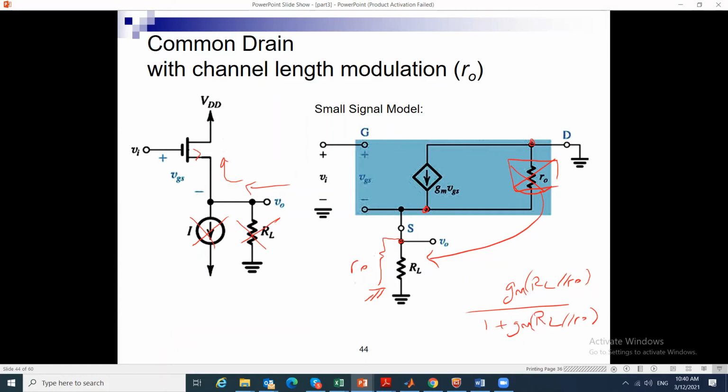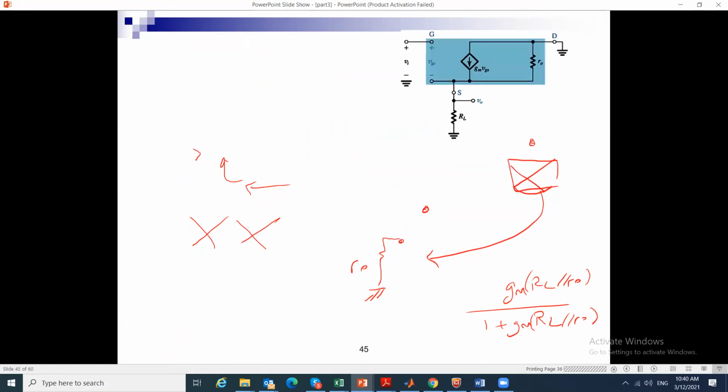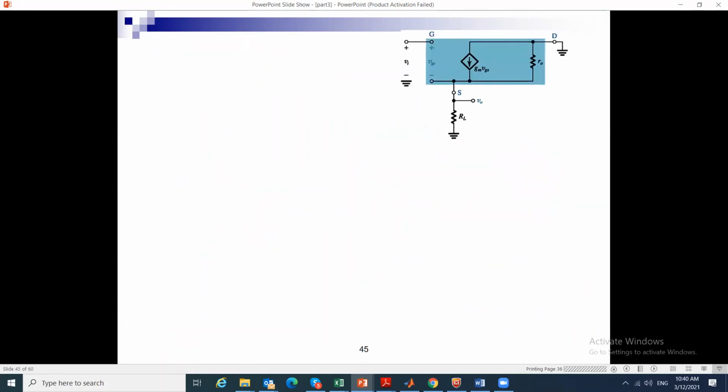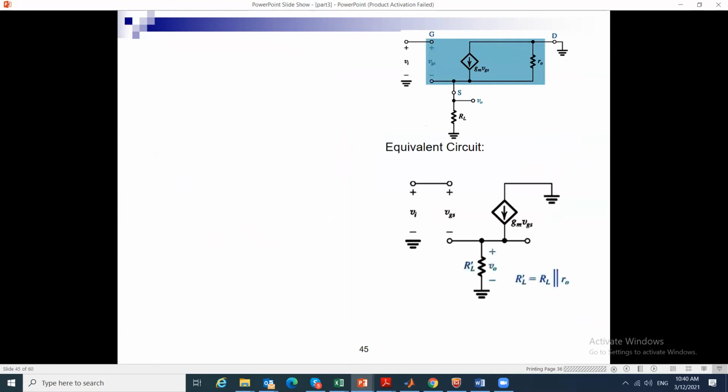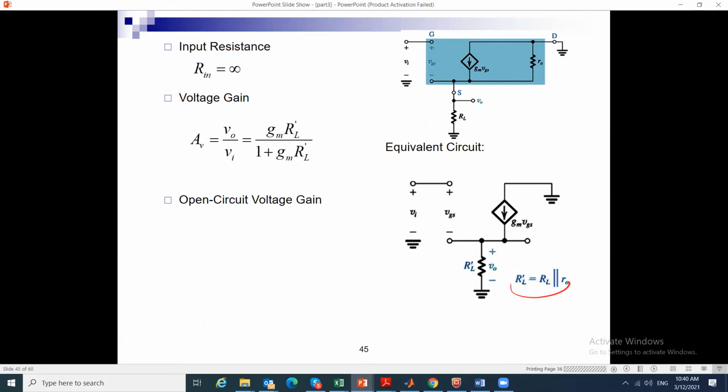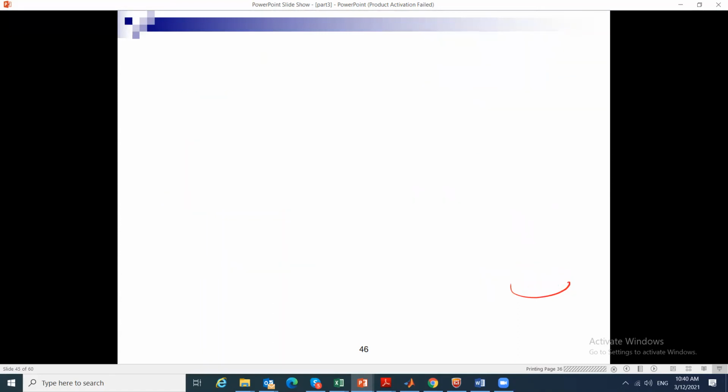It gave me that RO is finite. So let us see what the other slides are going to tell us. The other slides are telling me that this is the equivalent circuit. I can have RL parallel to RO. And it is telling me that the input resistance is still infinite. The gain now has RL prime. And that the open circuit voltage gain, when RL tends to infinity, is still going to tend to 1 approximately. Okay, because RO parallel infinity is RO and gm RO is a large number.